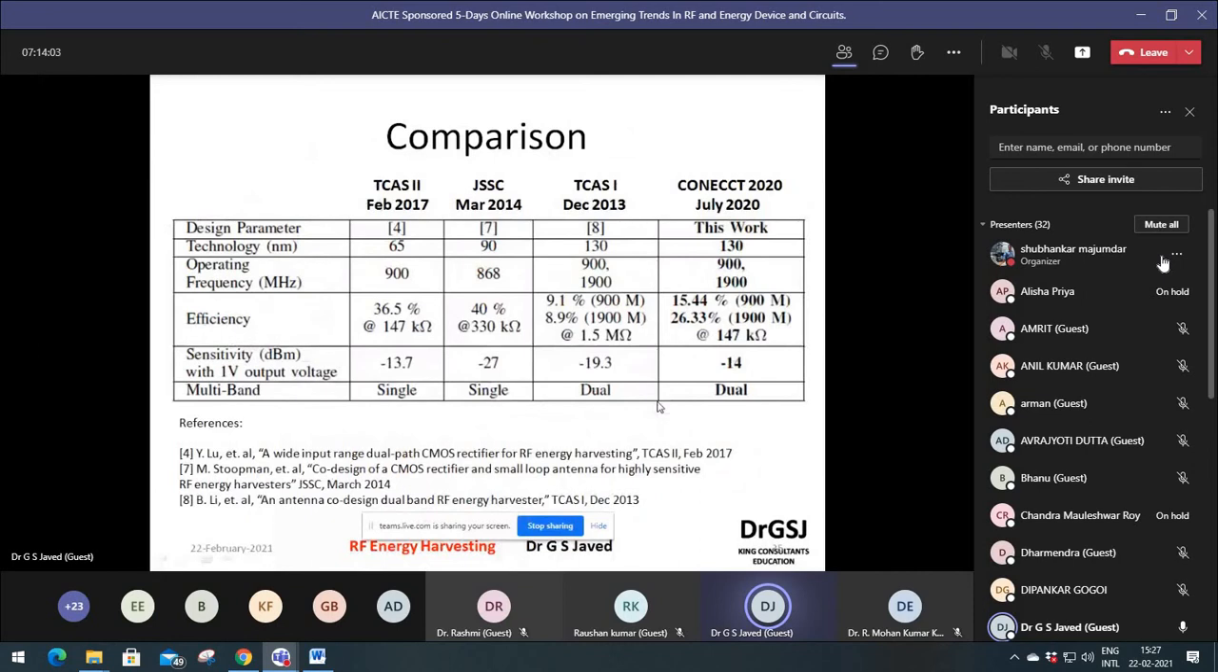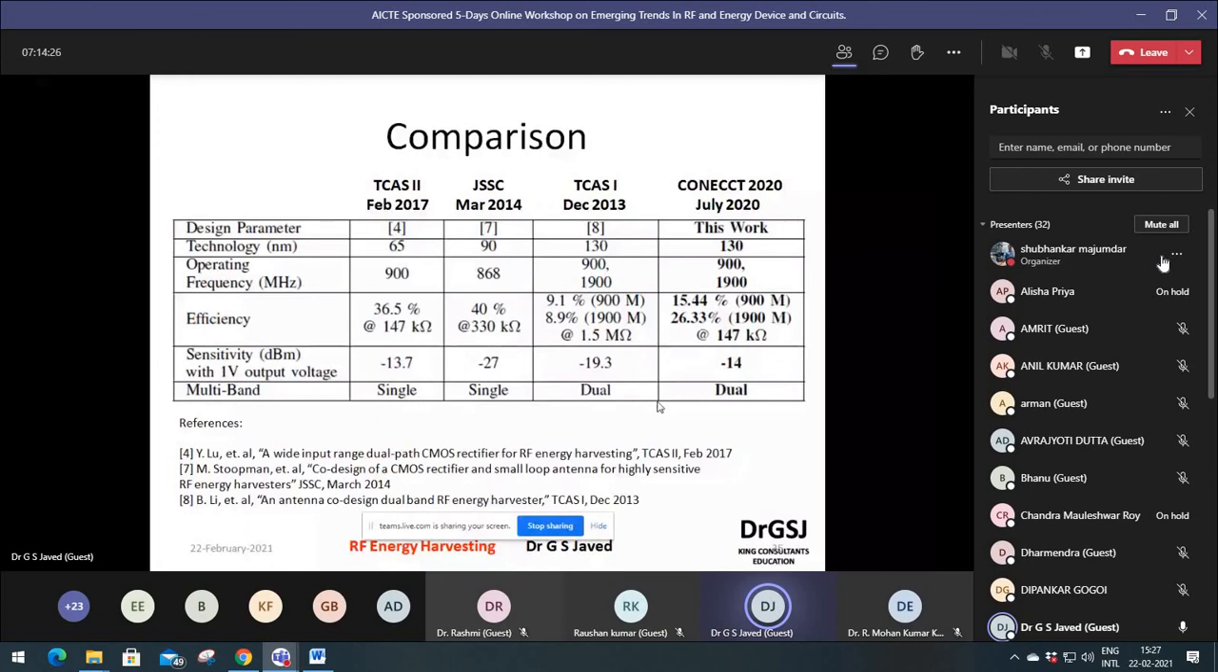Okay. Now a quick comparison of how this works. This particular work was done in a 130 nanometer technology, and the operation we did was at 900 to 1300. But if you see, the efficiency converts to other frequencies, and depending on the maximum output load that you're looking at, we are able to achieve 15 and 26% of efficiency.